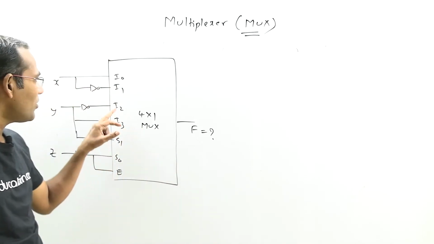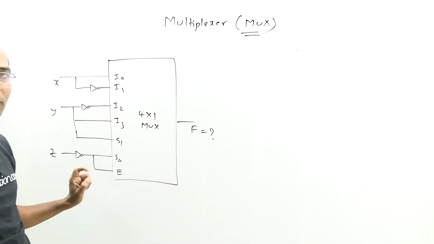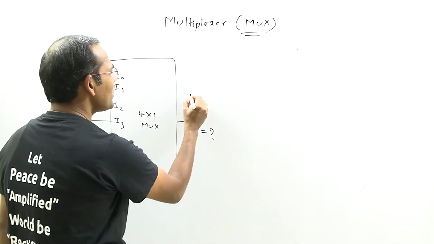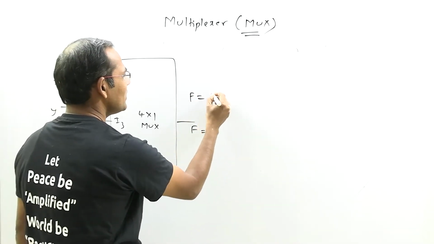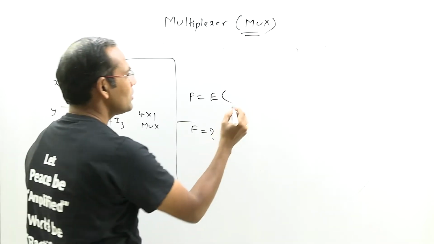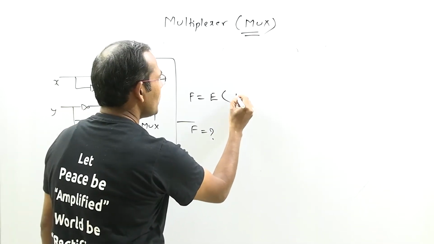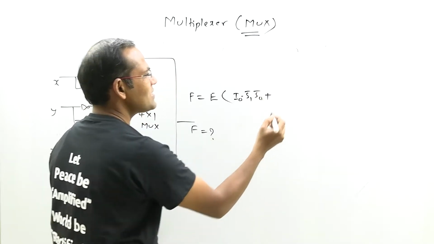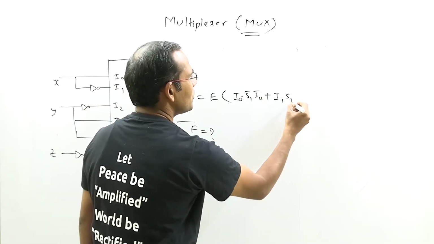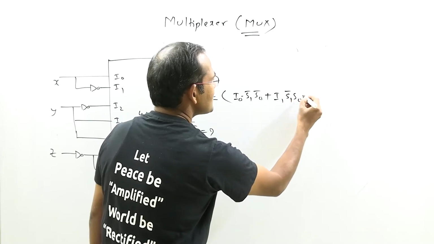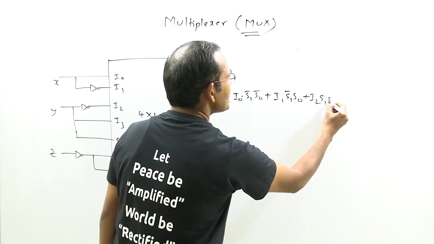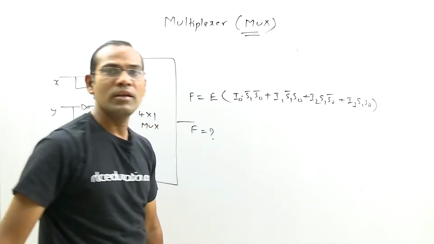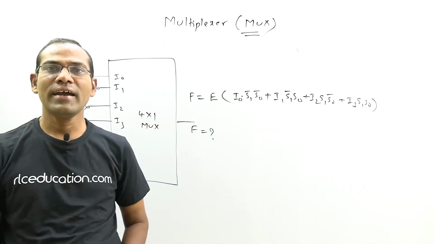Let us take one problem like this. It contains enable terminal. Whenever enable terminal is there, the procedure is E into I naught into S1 bar S0 bar plus I1 into S1 bar S0 plus I2 into S1 S0 bar plus I3 into S1 S0. That's the expression whenever enable is there.